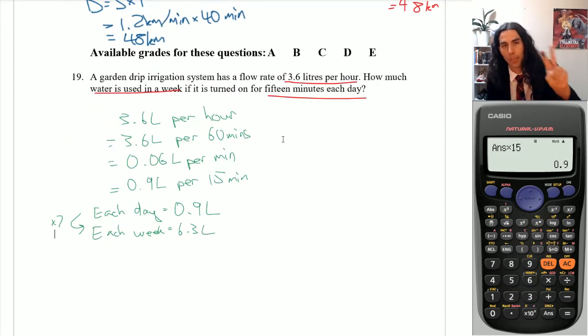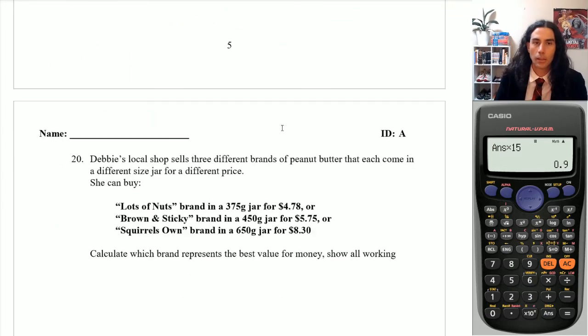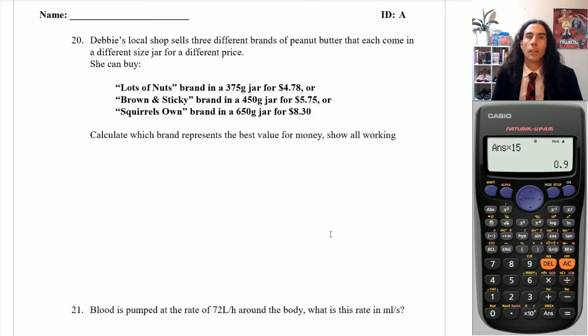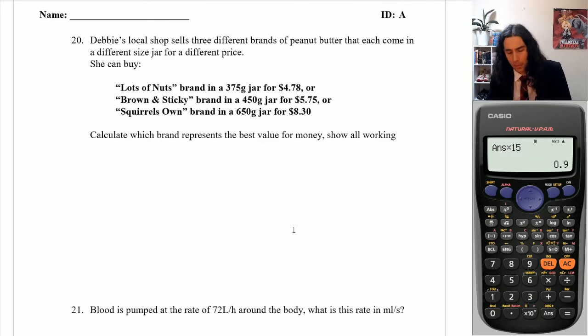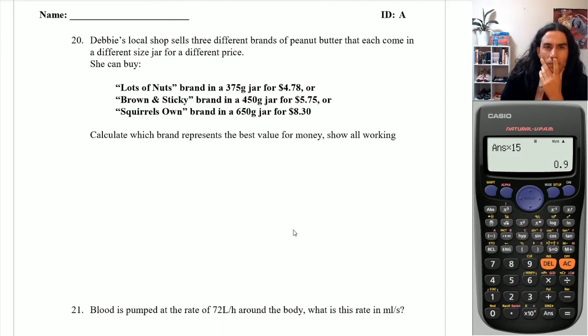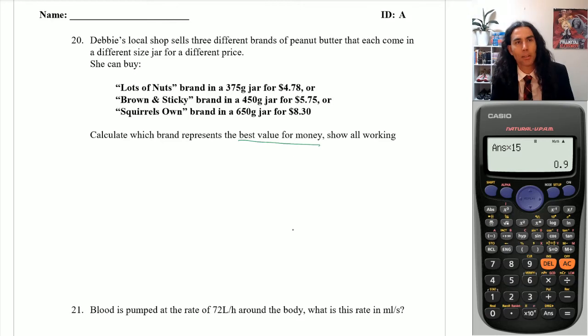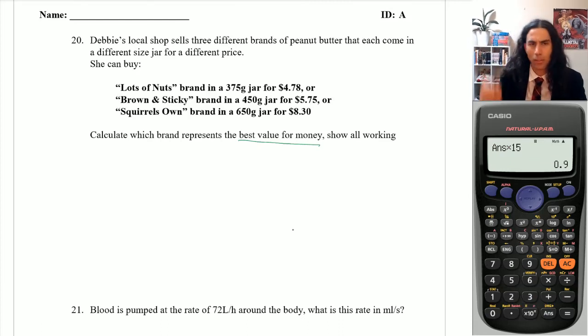Scrolling down to B-level. Peanut butter. All right. I'll be doing it in 5. Deborah's Local Shop. 3 pounds of peanut butter. Best values for money. So this is actually from the financial mathematics topic. Don't know why. It's coming up next year in Year 9 maths. But it is just a rates question.